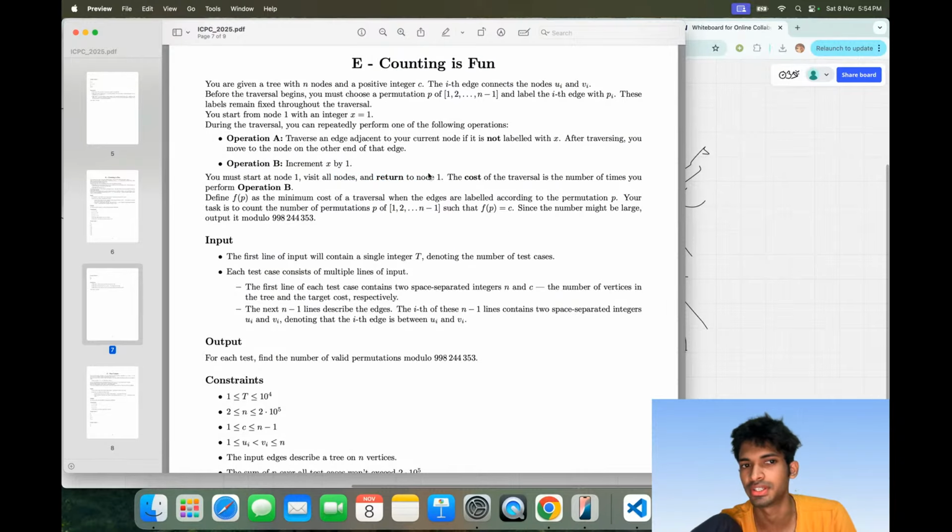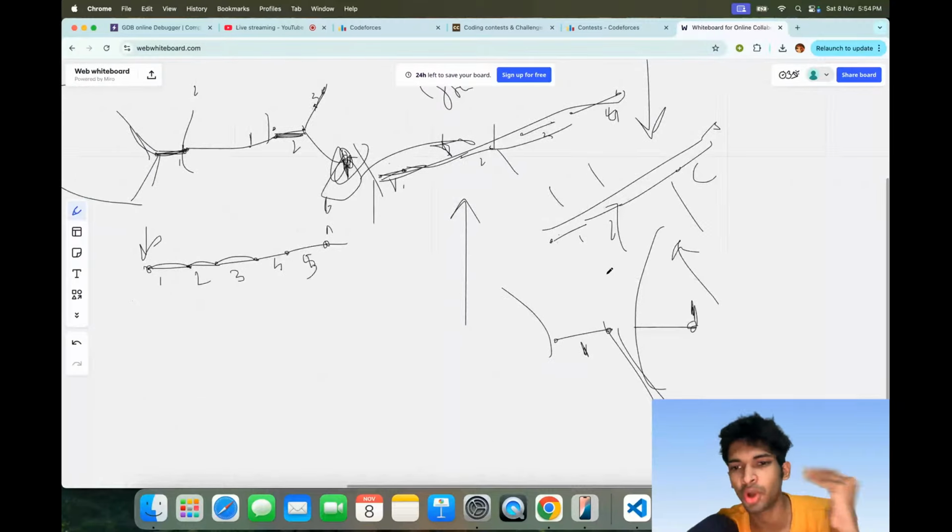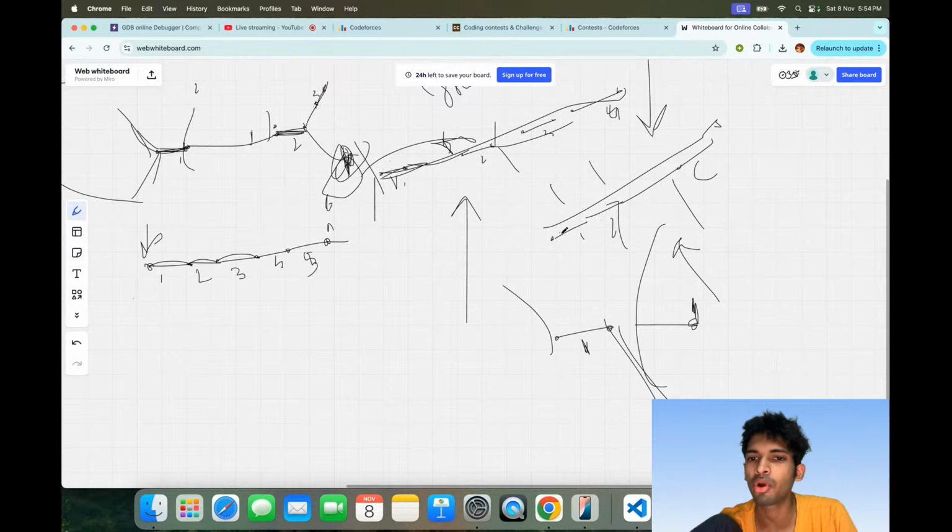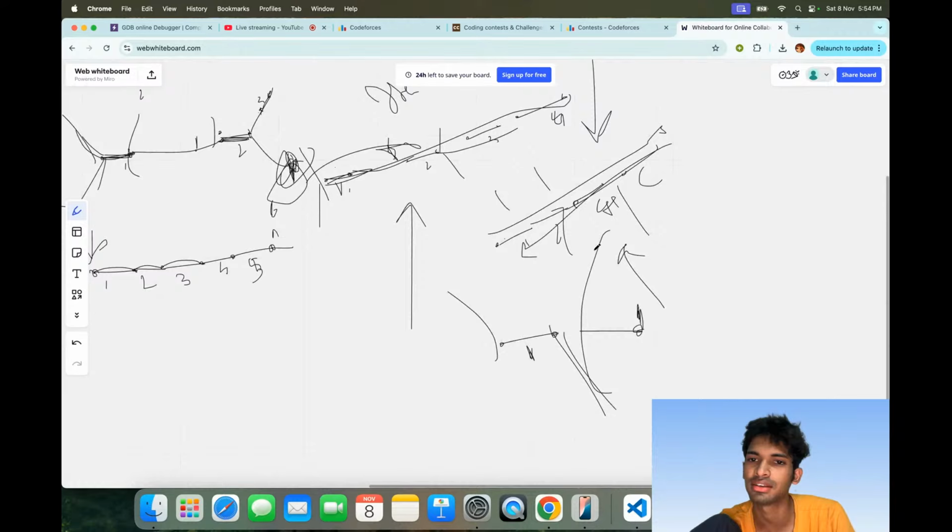And return to node 1. But whether it's complex or not will solve the problem. Okay. What I mean is, while coming back to 1, what if there is c plus 1 in between? Then you have to again increase that, right?